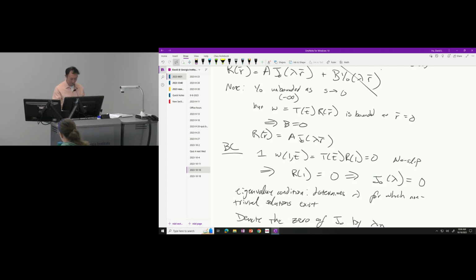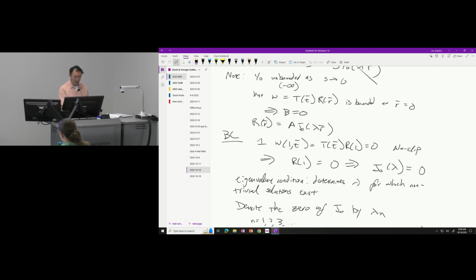Okay, and we said, hey, no slip at the radius 1, or in dimensionless units, r naught is equal to 1. Basically, we have this w being 0 for no slip, and that means since t is never 0, t decays, that R has to be 0 at the boundary, and R of 1 equals 0 corresponds to j naught of lambda being 0. Okay.